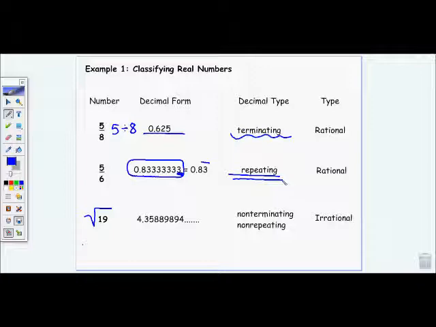Our last one is a square root, and we've learned how to do that on our calculators as well. The square root of 19, when you put that into your calculator, you get something that looks like this, depending on how big your screen is. You can see there's no pattern or single digit that is repeating. It also doesn't stop because it keeps going to the end of your screen. So that makes it a non-terminating, non-repeating decimal, and that qualifies it as an irrational number. Okay.